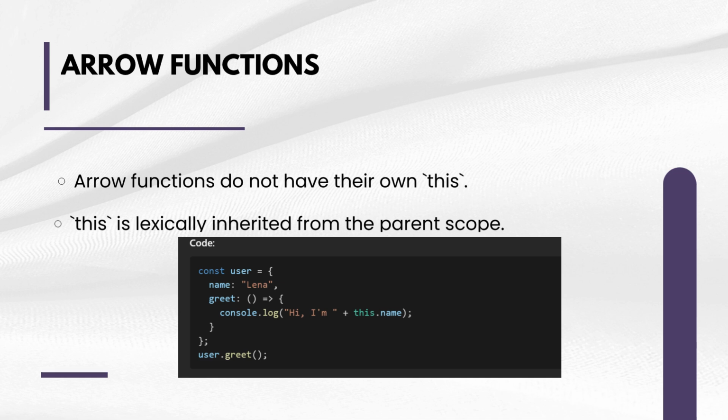Also, this behaves differently in arrow functions. Arrow functions don't have their own this. Instead, they get it from the parent scope where they are defined. This makes them great for things like callbacks where we want to keep the outer this.